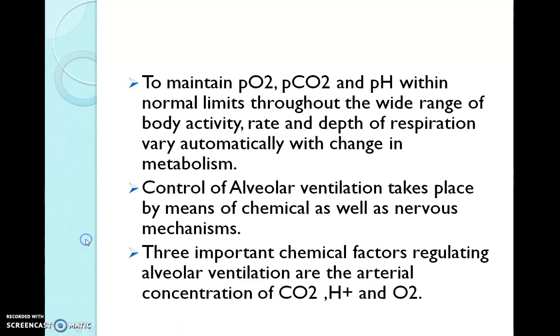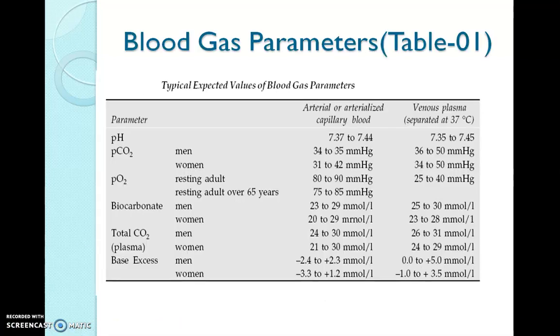Next we discuss the various blood gas parameters, shown in this tabular column. pH has to be maintained from 7.37 to 7.44 for arterial or arterialized capillary blood, and for venous plasma at 7.35 to 7.45. PCO2 for men is 34 to 45 mm Hg, and for women 31 to 42. These are the various blood gas parameters shown in this tabular column.